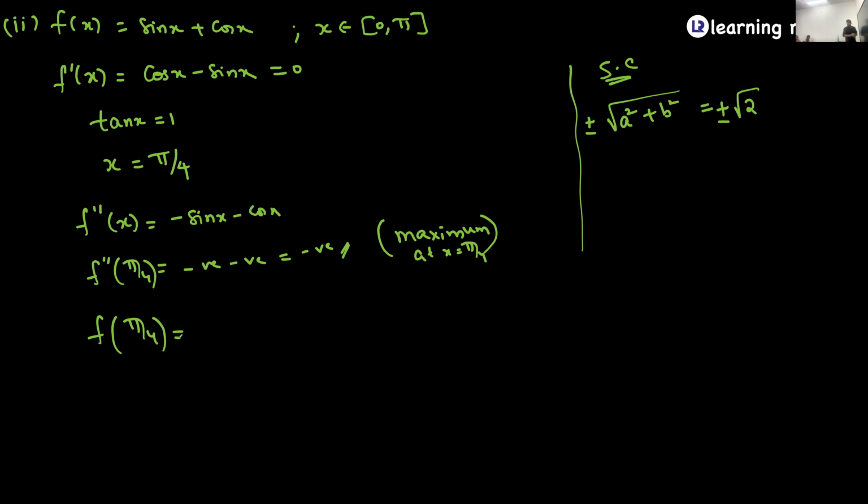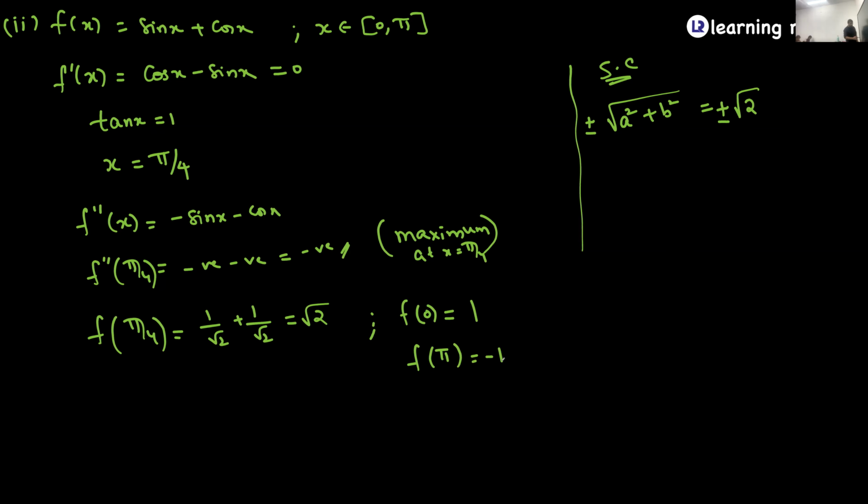So 1 by root 2 plus 1 by root 2. You will get root 2. So root 2 is going to be the maximum value. But here what we are supposed to do is check the values at the extremes also. So what is f of 0? F of 0 is 1. What is f of pi? Minus 1, because sin pi is 0 and cos pi is minus 1.